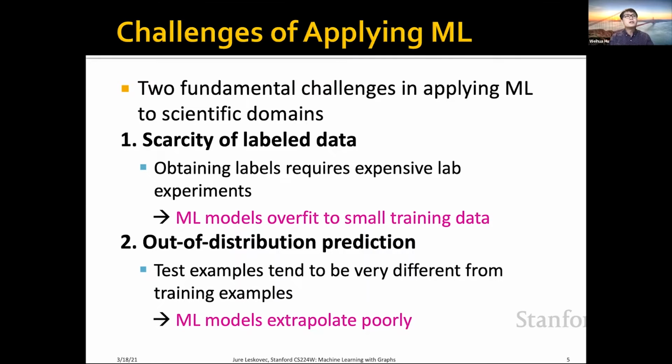Another important issue is out-of-distribution prediction, meaning that test examples we want to make predictions on tend to be very different from training examples. And this is really the nature of scientific discovery, because in scientific discovery, we want to discover some new molecule that is inherently very different from your training molecules. And in these domains, machine learning models extrapolate poorly.